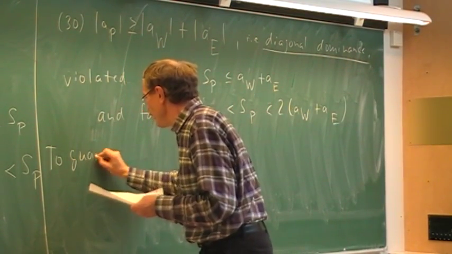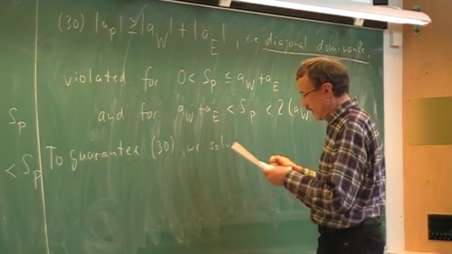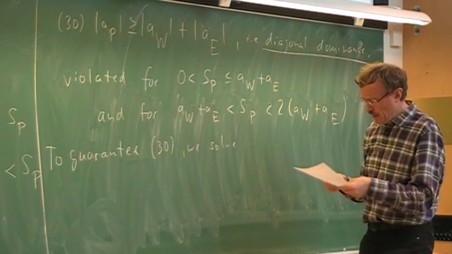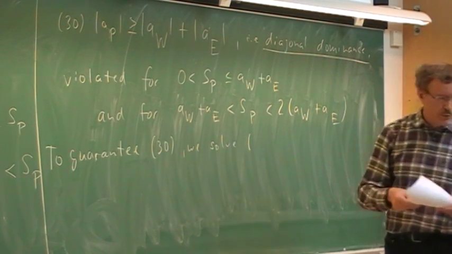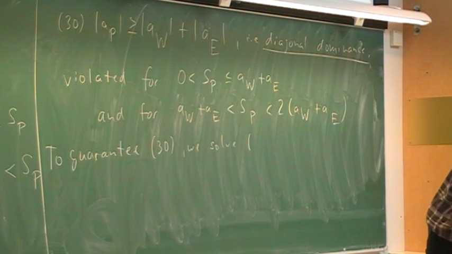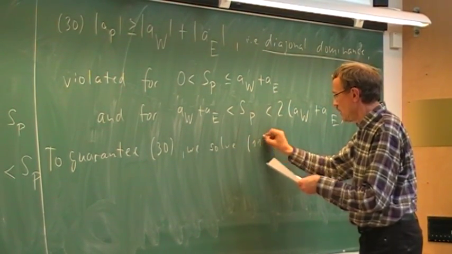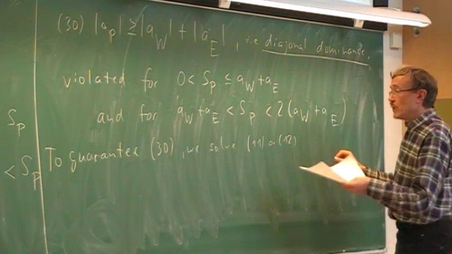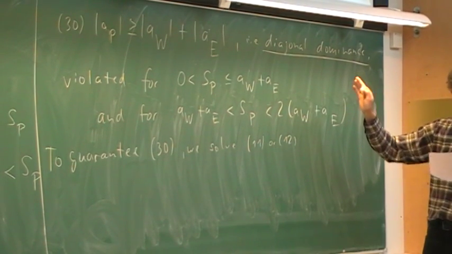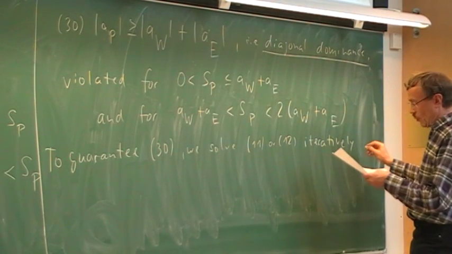So to guarantee the diagonal dominance, we solve our linear systems. Let's see, I have to check my numbers here. Well, it's the linear systems that we are solving here. So we solve these linear systems not just as we have defined them originally, but we solve them iteratively with the following trick.